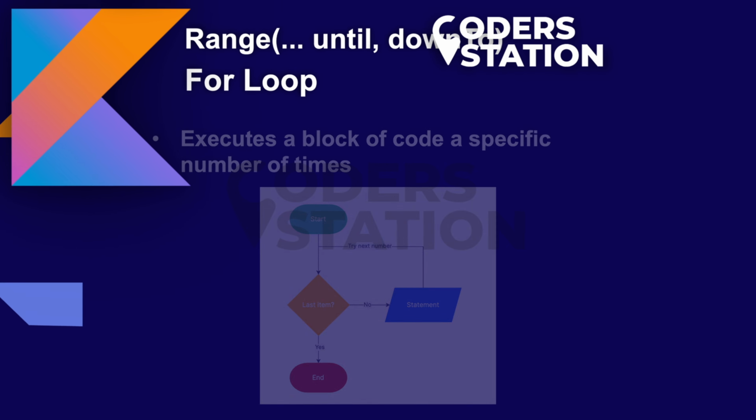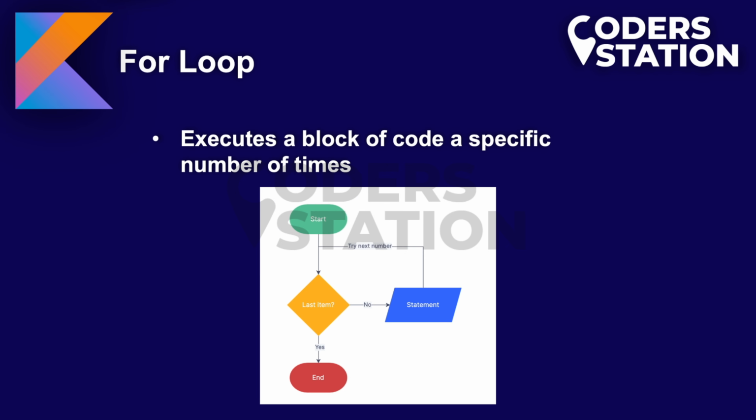So what exactly is a for loop? A for loop is nothing but a block of code that will be executed a specific number of times. That number of times will be set by the user. So let's understand how a for loop works practically inside the code.